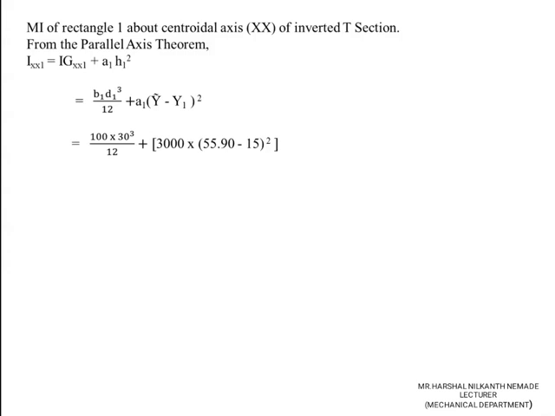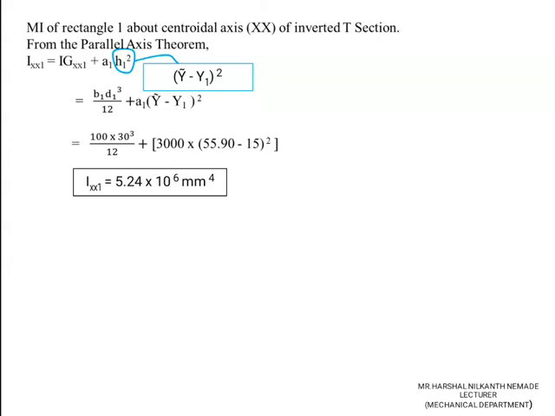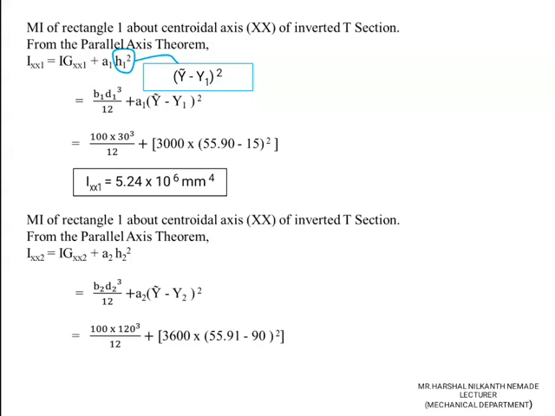Moment of inertia of rectangle 1 about centroidal axis xx of the inverted T section. From the parallel axis theorem, Ixx1 is equal to Igxx1 plus a1 h1 square. So the Igxx1 formula is b1 d1 cube divided by 12 plus a1, and h1 square I have converted to (y bar minus y1) square. Substituting values, I will get Ixx1 equal to 5.24 multiplied by 10 raised to 6 mm raised to 4. Same for rectangular section 2.